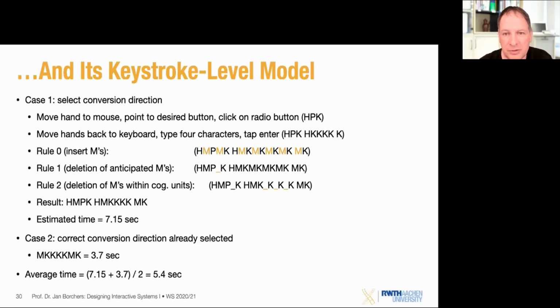Basically, one key is 0.2, so 5 keys is 1 second, and each M is 1.35, so 2 of them is 2.7, which gives you 3.7 in total. So on average, since I said that it's equally likely that each direction will come up, you can expect an interaction in a conversion task to take the average of these two numbers, right? 5.4 seconds. So that's what the average interaction time with this system will be.